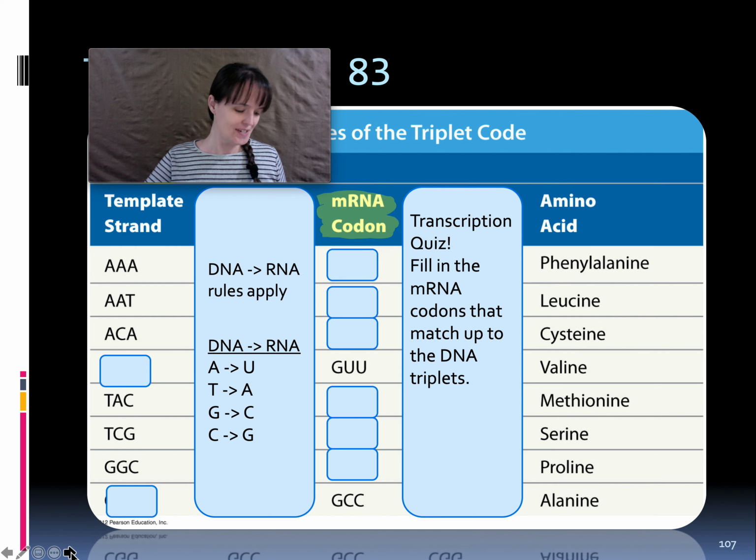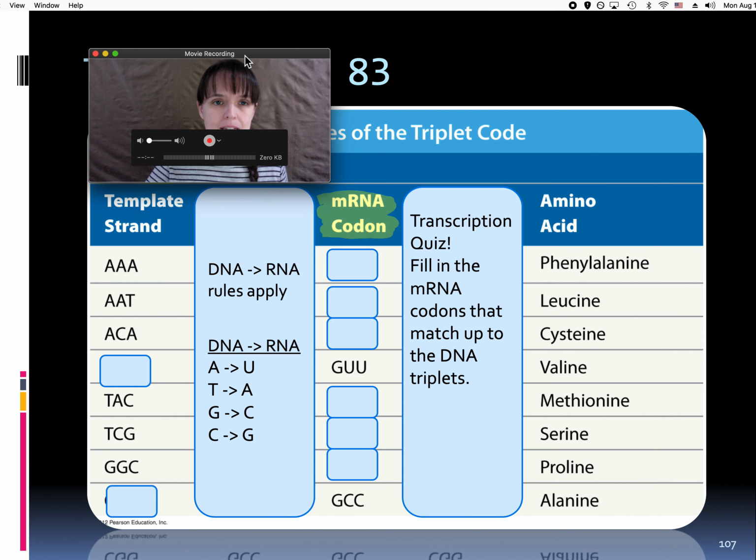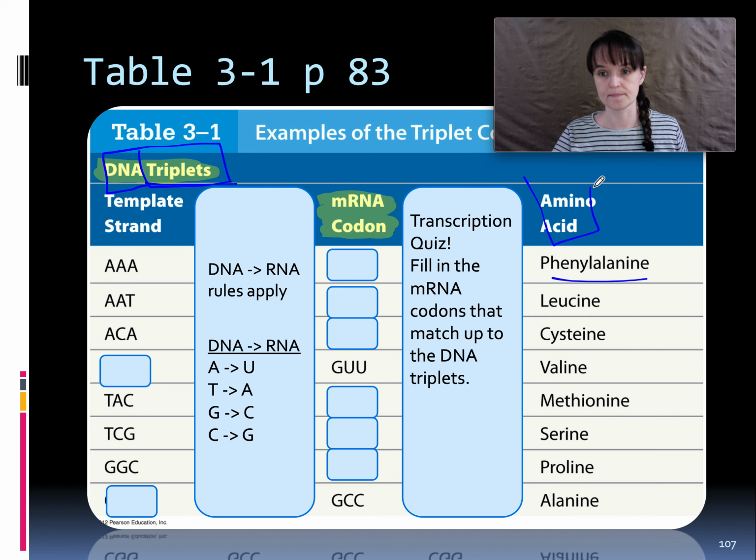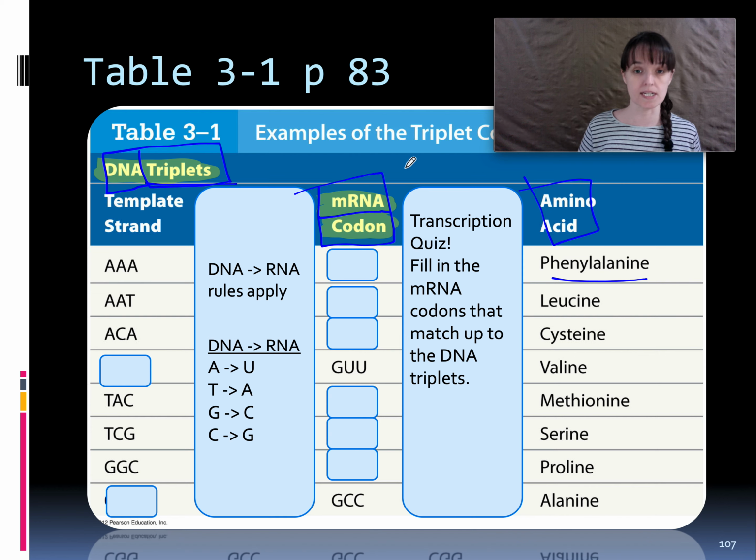All right. So it takes 3 DNA nucleotides, a triplet. My face is in the way again. A DNA triplet to code for one amino acid. And in an mRNA, that's called a codon. So DNA triplet and an mRNA codon.